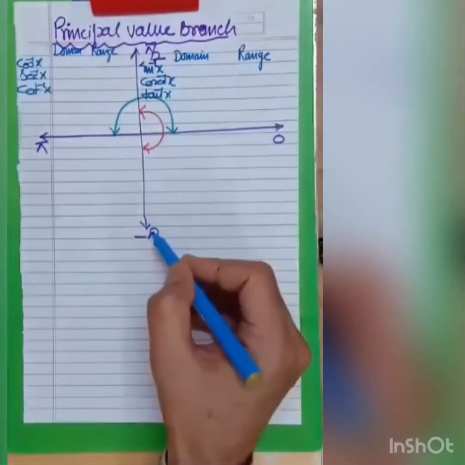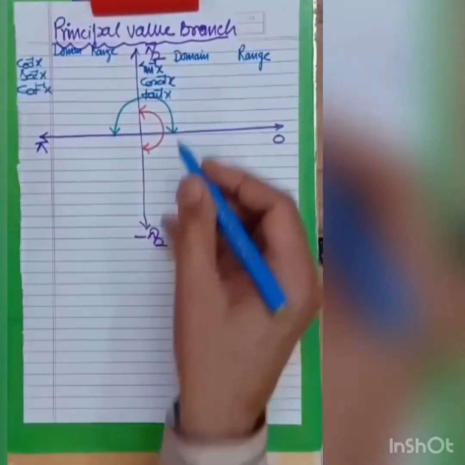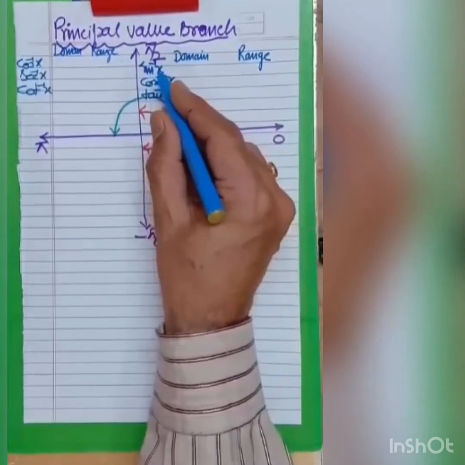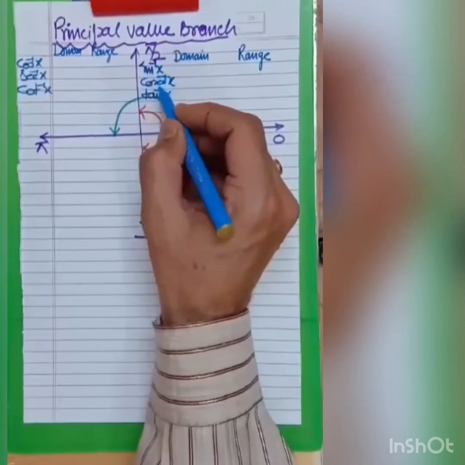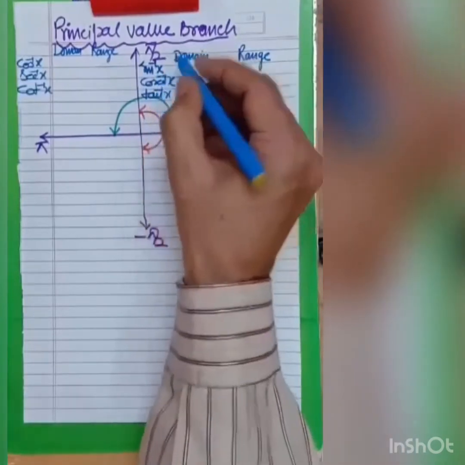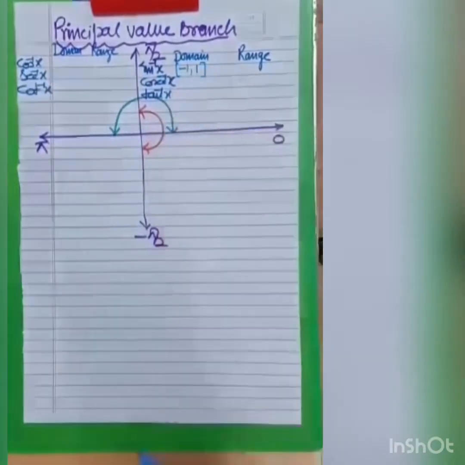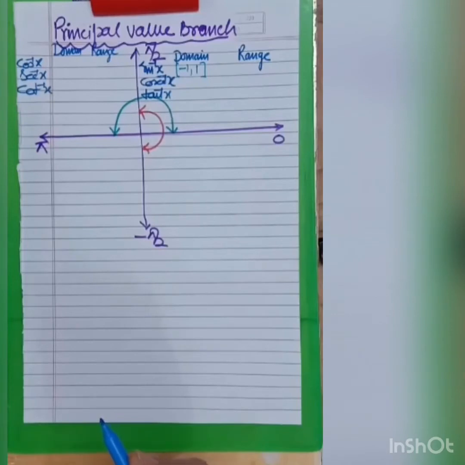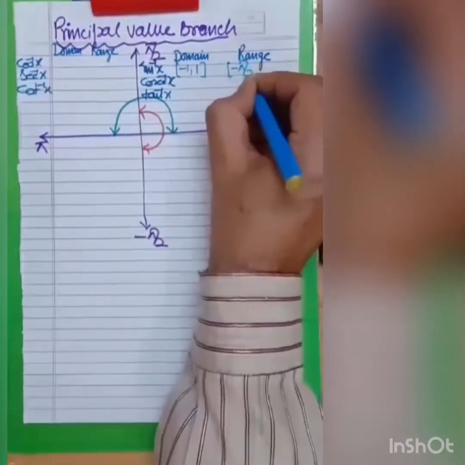Now I have four quadrants divided into two parts. The first part is minus pi by 2 to plus pi by 2. In this range, that is the red one, we have inverse trigonometric sine, cosec and tan inverse. As you know, sine has its value from minus 1 to plus 1, because when you put different values of angle, you get the value of sine between minus 1 to plus 1. Now what will be the range of this? It is minus pi by 2 to plus pi by 2.